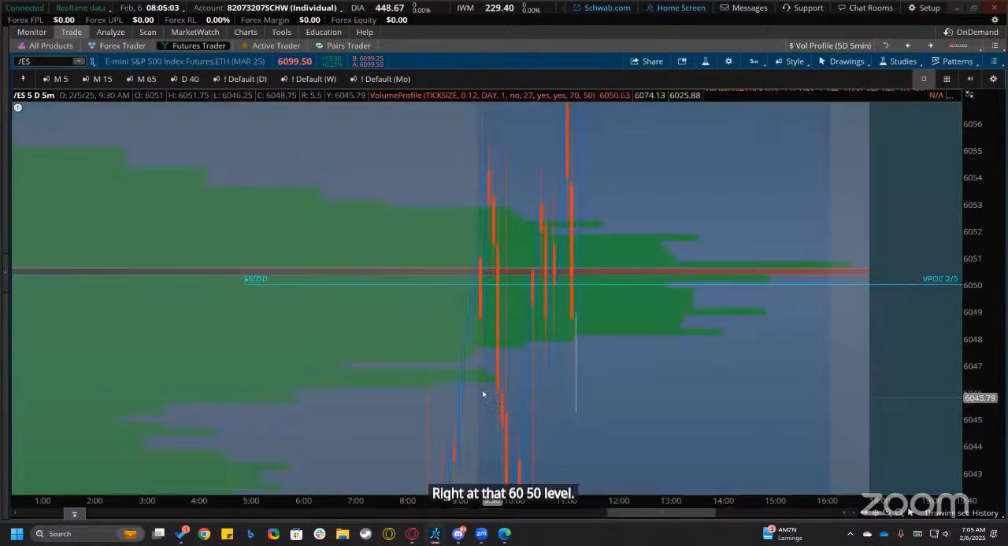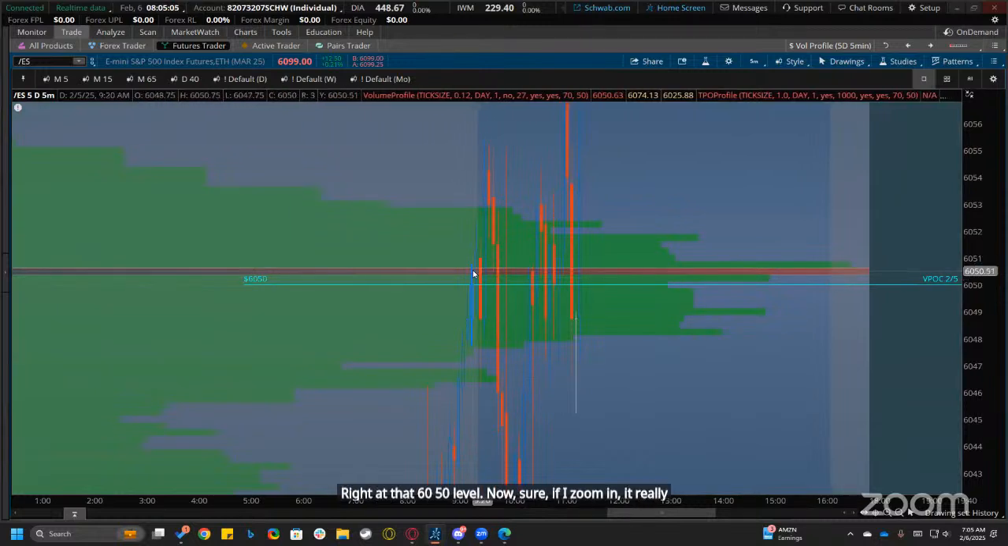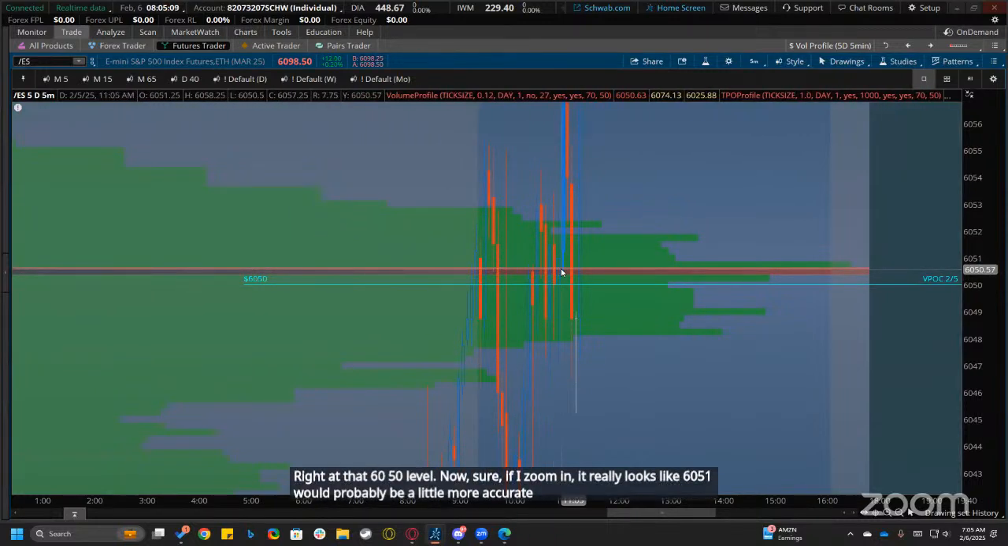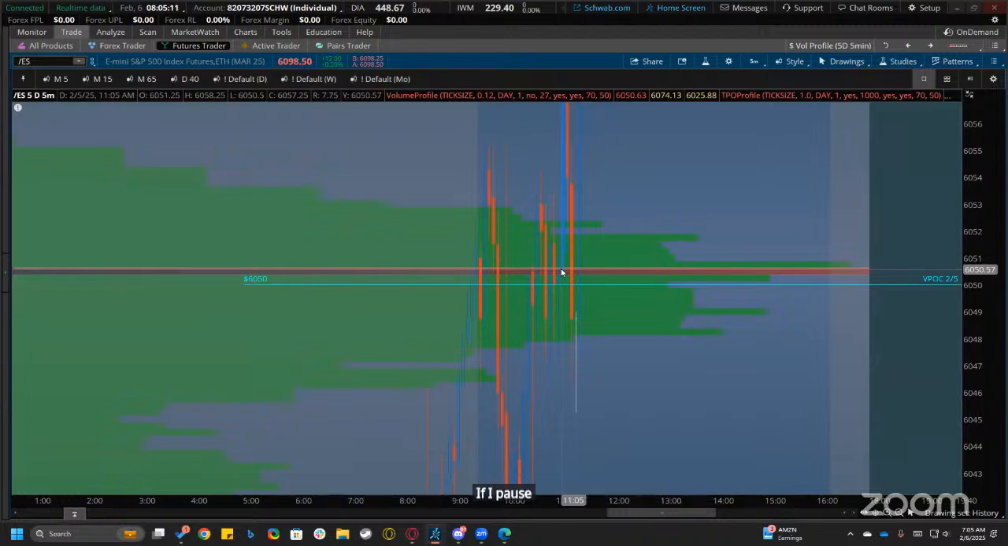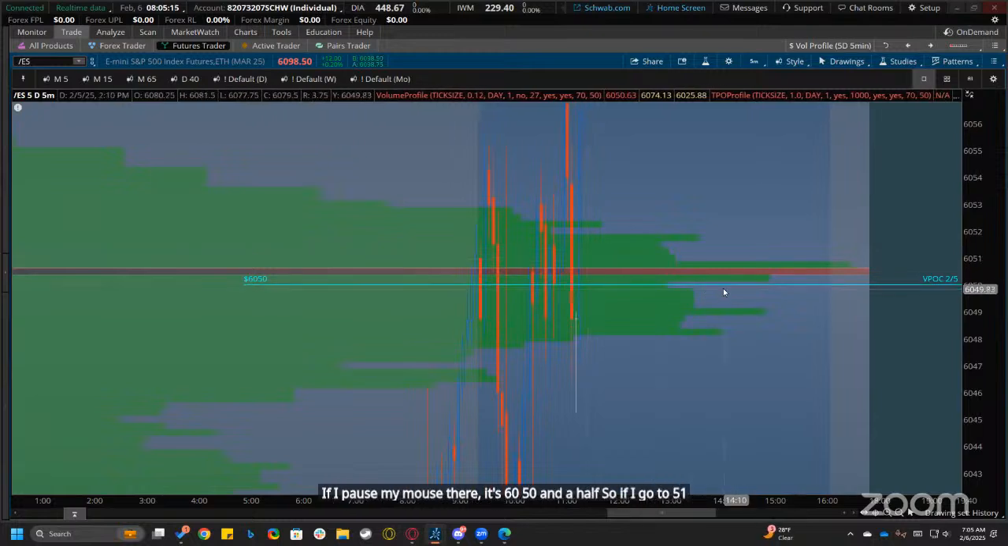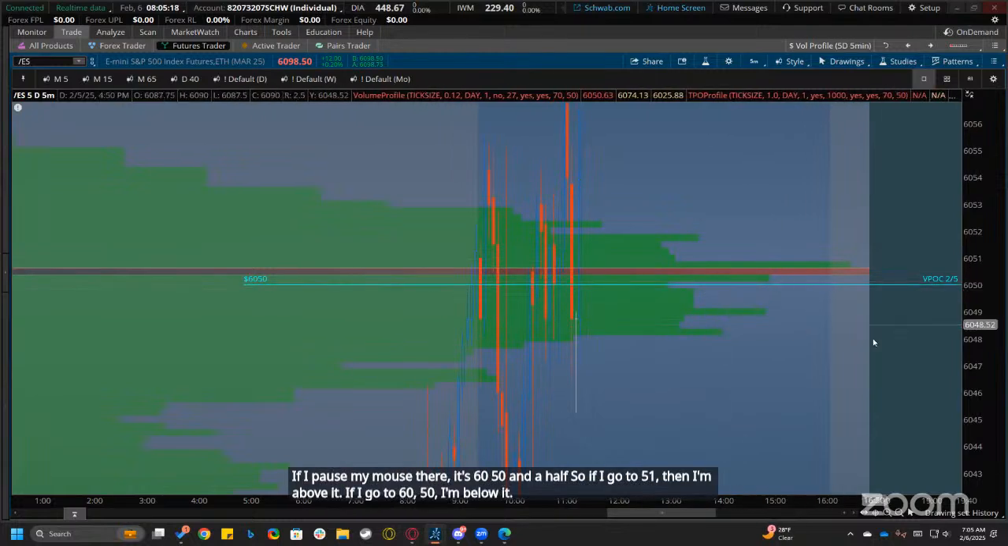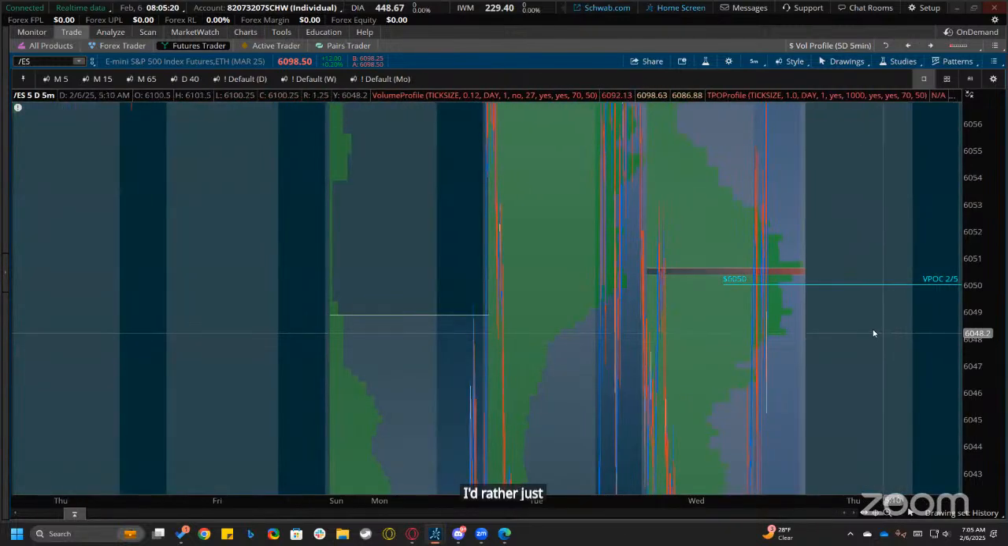Now, sure, if I zoom in, it really looks like 60-51 would probably be a little more accurate, but it's in the middle, right? If I pause my mouse there, it's 60-50 and a half. So if I go to 51, then I'm above it. If I go to 60-50, I'm below it. I'd rather just have the line on 60-50 because that's the big options level.